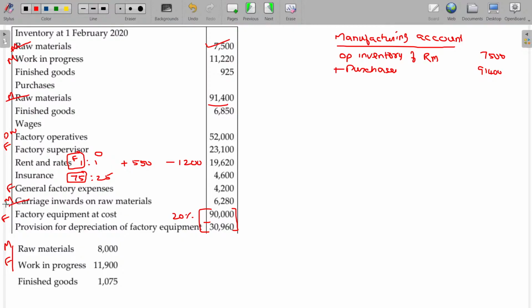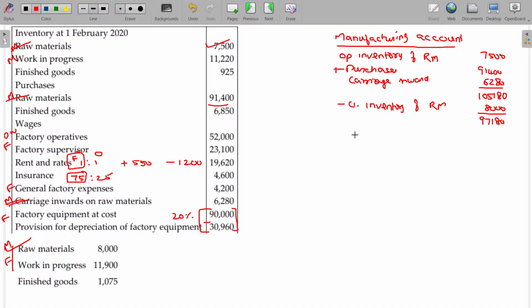Carriage inward, manufacturing related, should be addable here. Carriage inward, 6,280. Total value being 1,05,180 minus closing inventory. Closing inventory of raw material here is 8,000. That should be subtracted. Then the final value being 97,180.